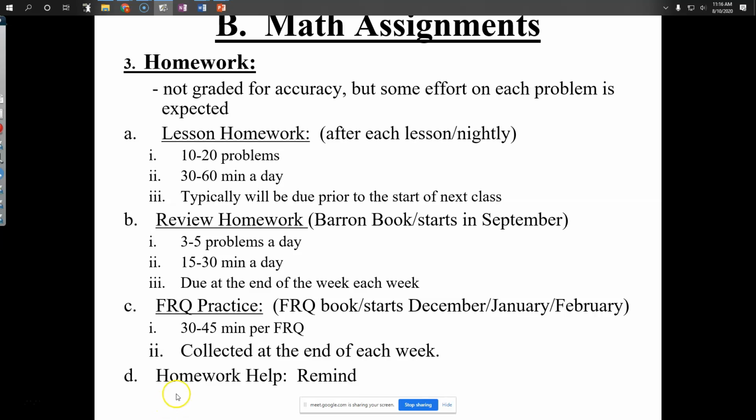Homework help. Now, last year I used Remind. This year I haven't set Remind up yet. I might. But I want to try something different this year. I want to try using Facebook Messenger. And there's a reason for that. But I'll get to it later.